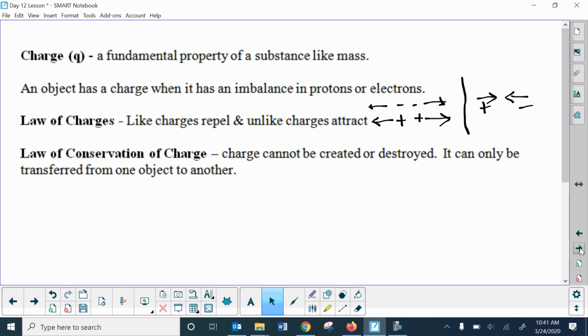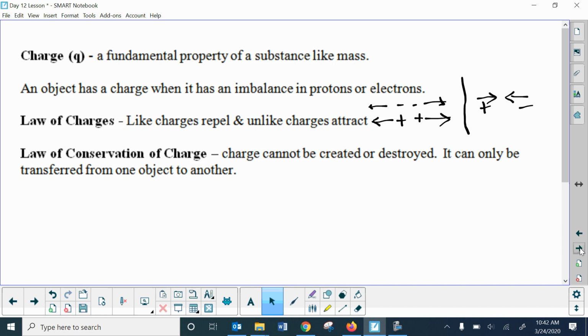An object is imbalanced in charge when you have unequal amounts of protons and electrons. The idea is that if you have equal amounts of positives and negatives, they're just canceling each other out. But when you have unequal amounts, you have more electrons or more protons, you would have some total charge because of that.